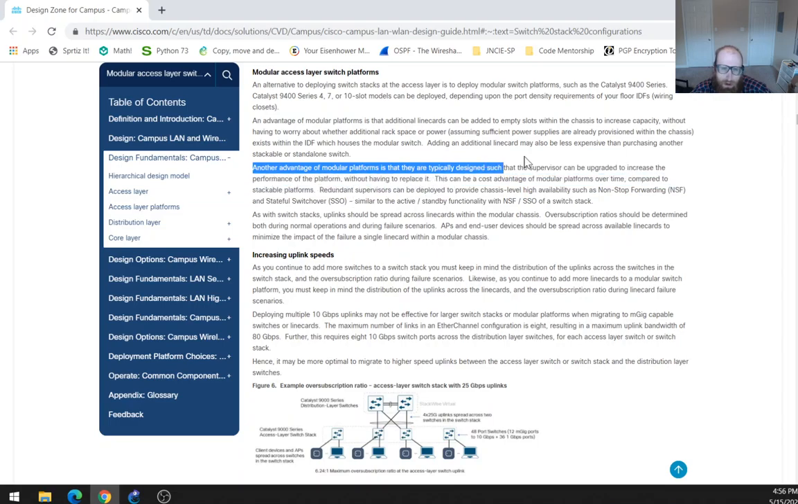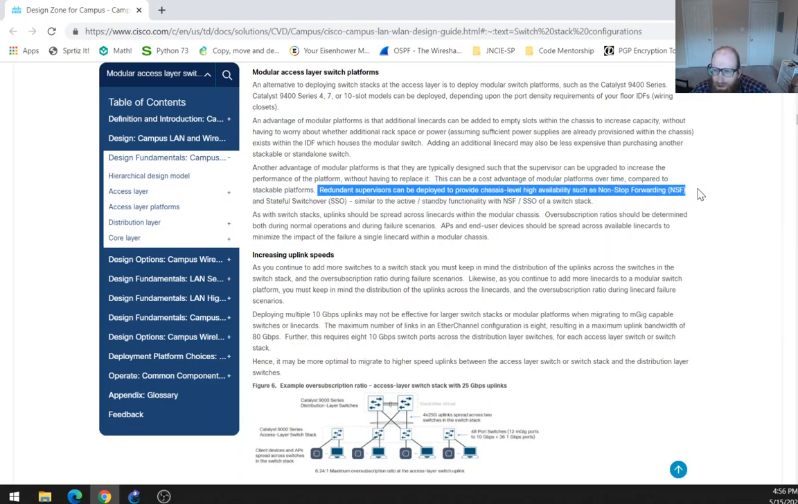Another advantage of modular platforms is that they are typically designed such that the supervisor can be upgraded to increase the performance of the platform without having to replace it. This can be a cost advantage of modular platforms over time compared to stackable platforms. Redundant supervisors can be deployed to provide chassis level high availability such as non-stop forwarding and stateful switchover, similar to the active standby functionality with NSF/SSO stateful switchover of a switch stack.